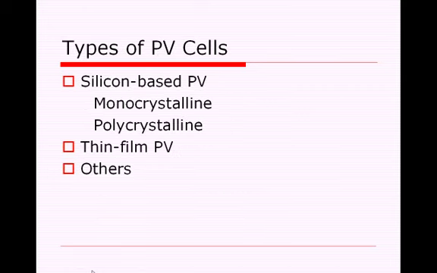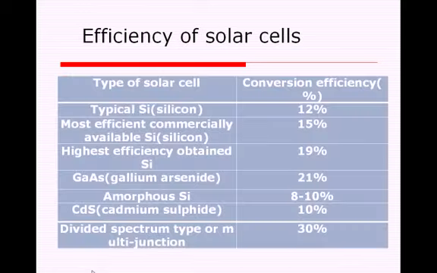And there are two major different types of PV cells. One is silicon-based PV, and monocrystalline and polycrystalline are two types of silicon-based PV. And another one is thin film PV. And there are also other different types of PV cells. For example, gallium arsenide and cadmium sulfide are other examples of solar cells.